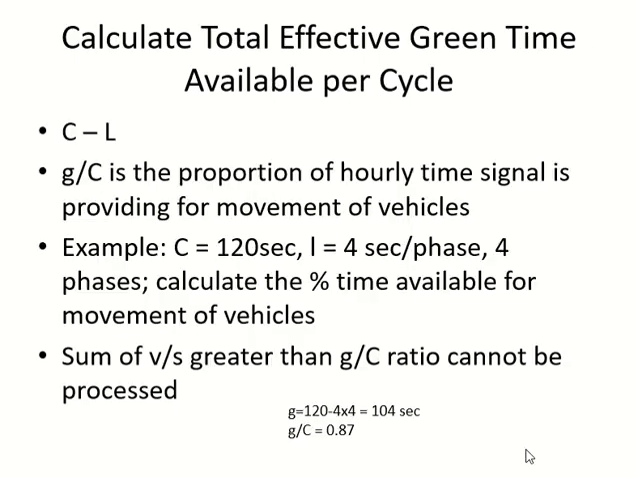Okay, 120 minus 4, then we multiply with 4, because 4 phases, 4 seconds of lost time every phase. Then we multiply the whole thing with 4, right? No, we are only multiplying 4 with 4.